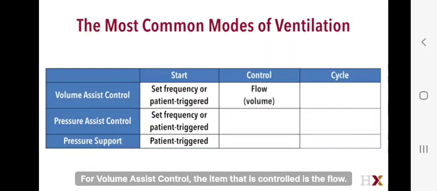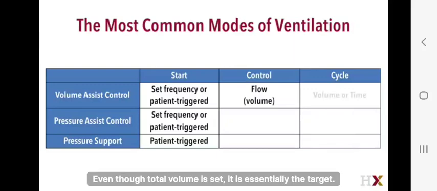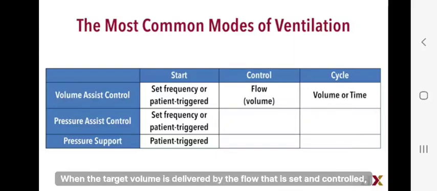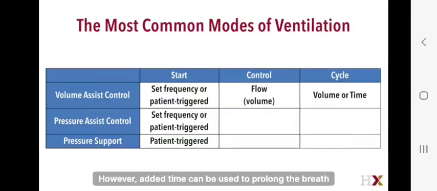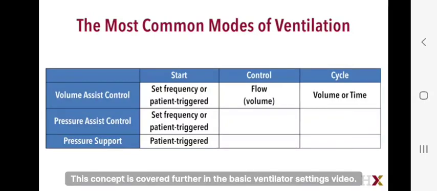For volume assist control, the item that is controlled is the flow. Even though tidal volume is set, it is essentially the target. When the target volume is delivered by the flow that is set and controlled, the breath has ended. However, added time can be used to prolong the breath and provide a measurement of plateau pressure. This concept is covered further in the basic ventilator settings video.